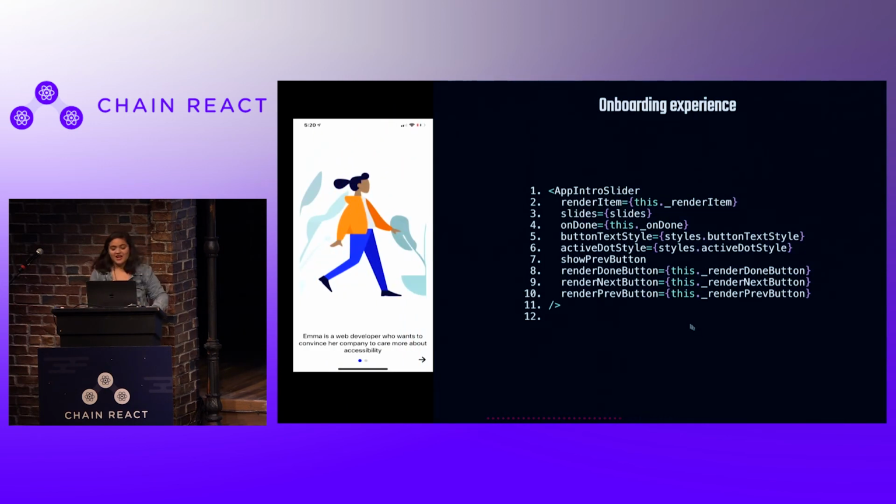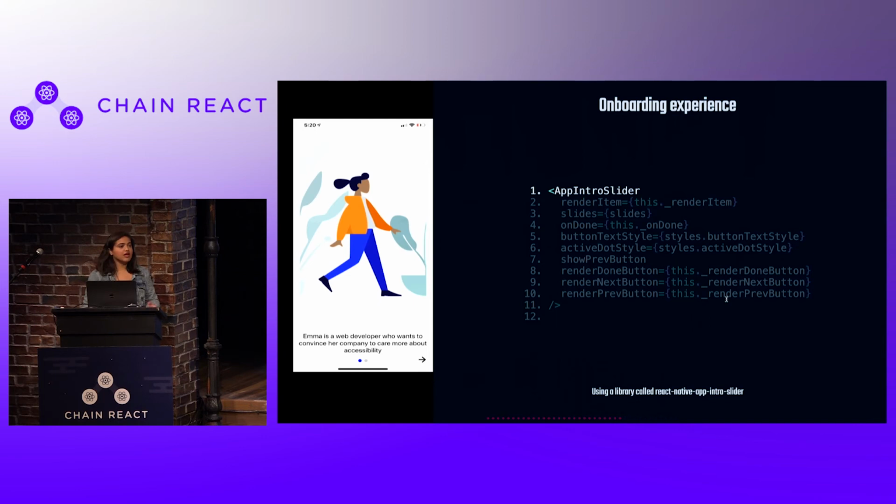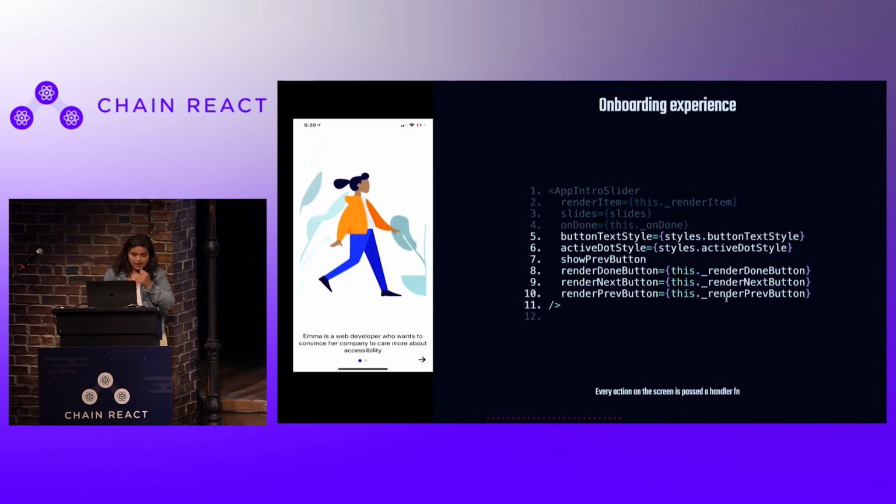Cool. Okay, so let's take a look at an example of how some of the code looks. On the left-hand side is the onboarding screen itself, and on the right-hand side is the code. I have used a library called React Native App Intro Slider. And this is just a render item function handler that is going to render the items in the slider itself. It also takes in a slide object. And every action on the screen is a passed handler. So as you can see, except the styles, there is the render done button, render next button, and so on. This is just the setup.